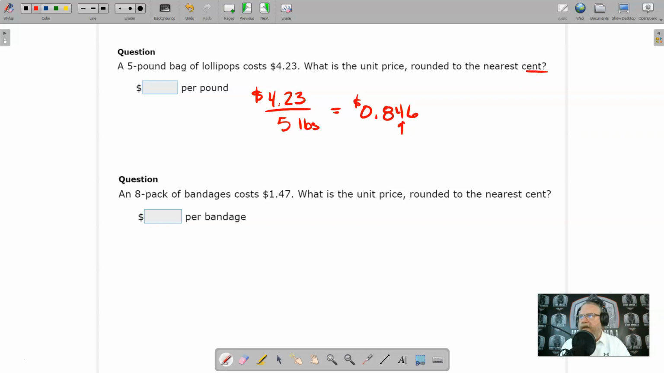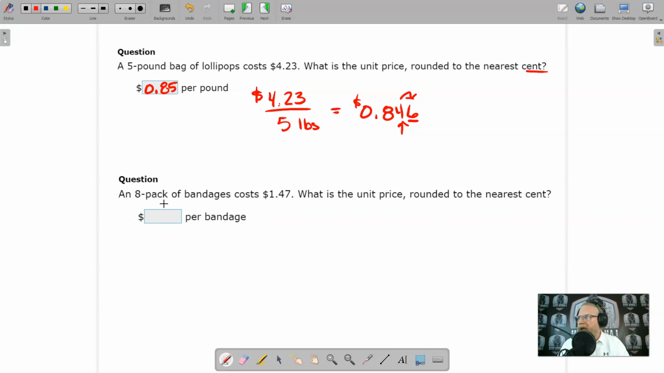Well, cents is the hundredths place, right? So we have to find out, is this 4 going to stay a 4 or should it become a 5? Well, 4 or less, let it rest. That means that the number next to it is 4 or less. We're going to let the 4 stay a 4. But if it's 5 or more, we're going to raise the score. So since this number here is a 6, to the right of that, that means we're going to have to raise that 4 up to a 5. And that's going to be 0.85. So it's going to be 85 cents per pound.